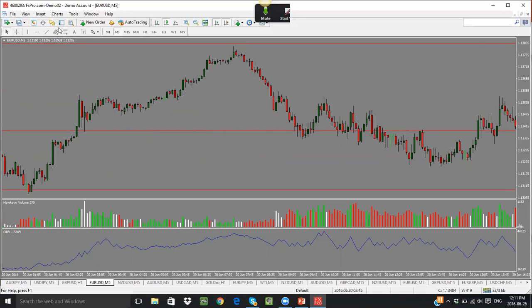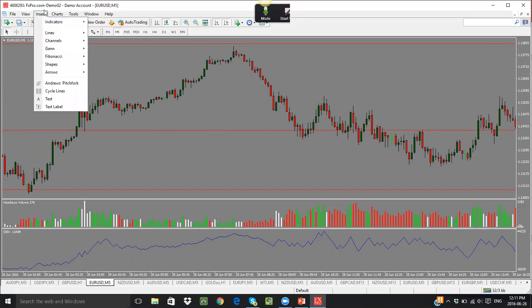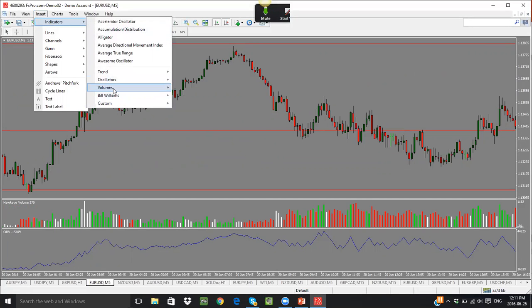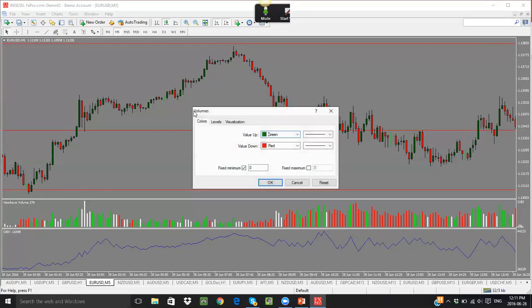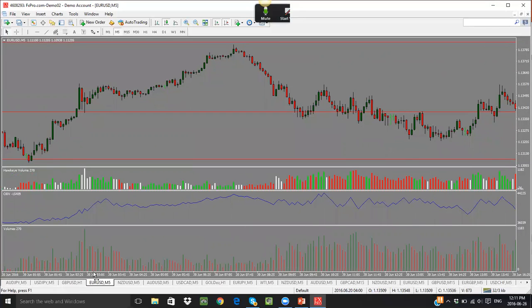On balance volume here is a free indicator. If you just go insert indicators, under volume you will see on balance volume here. So that's what I use. I have tried this free volume indicator that comes with MT4, but I personally don't like it. You could try it, but I'm not sure how good it is. Maybe you could change the colors and stuff and make it look the same.